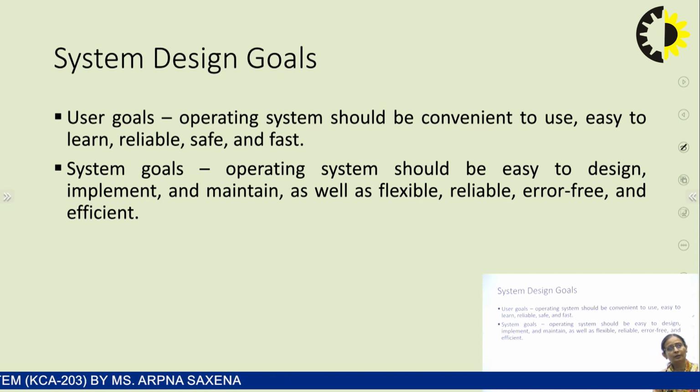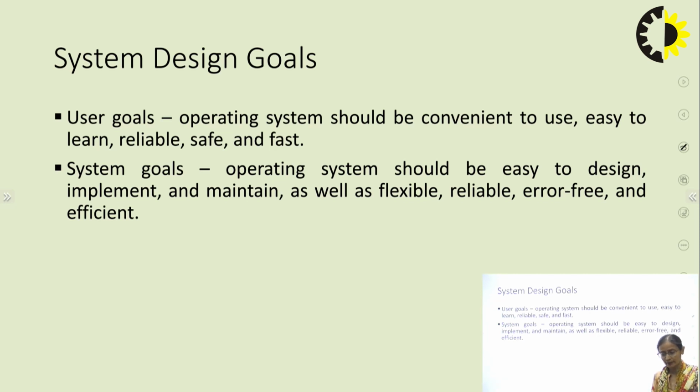Now, when we design an operating system, what are the system design goals? Since we are aware that the OS provides an interface between the hardware and the user, from this viewpoint we have two basic goals, one corresponding to user goals and the other corresponding to system goals. Now, what does the user goal say? It says that the OS should be convenient to use. It is easy to learn. That is, if it is a CLI-based OS, then the commands should be easy to learn, reliable, safe and fast.